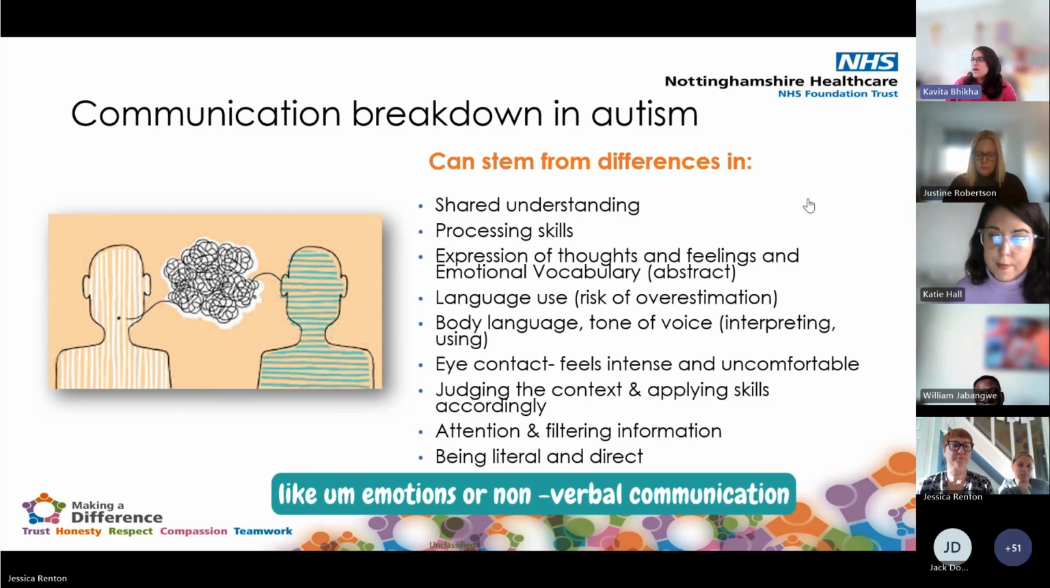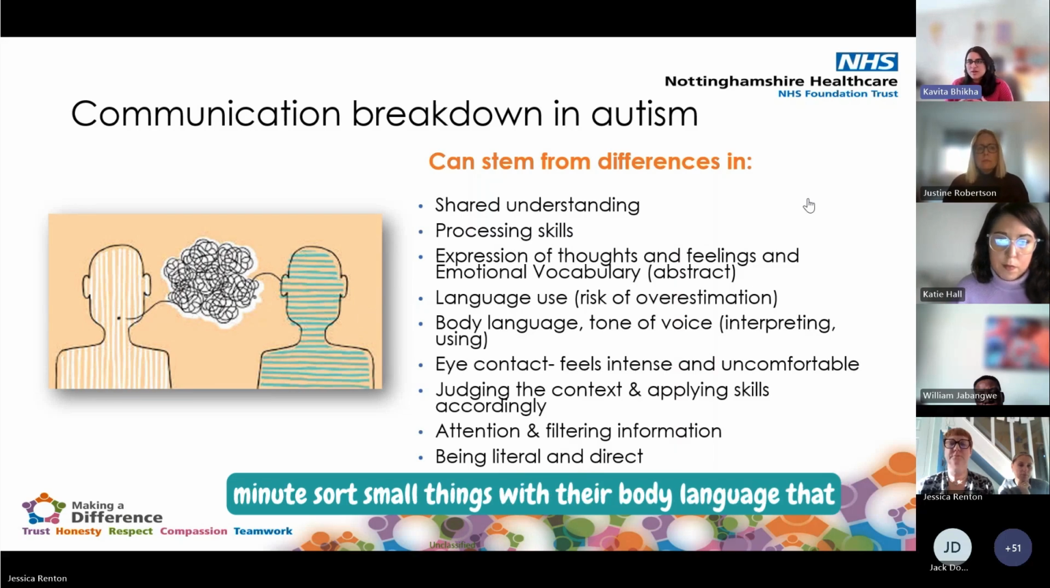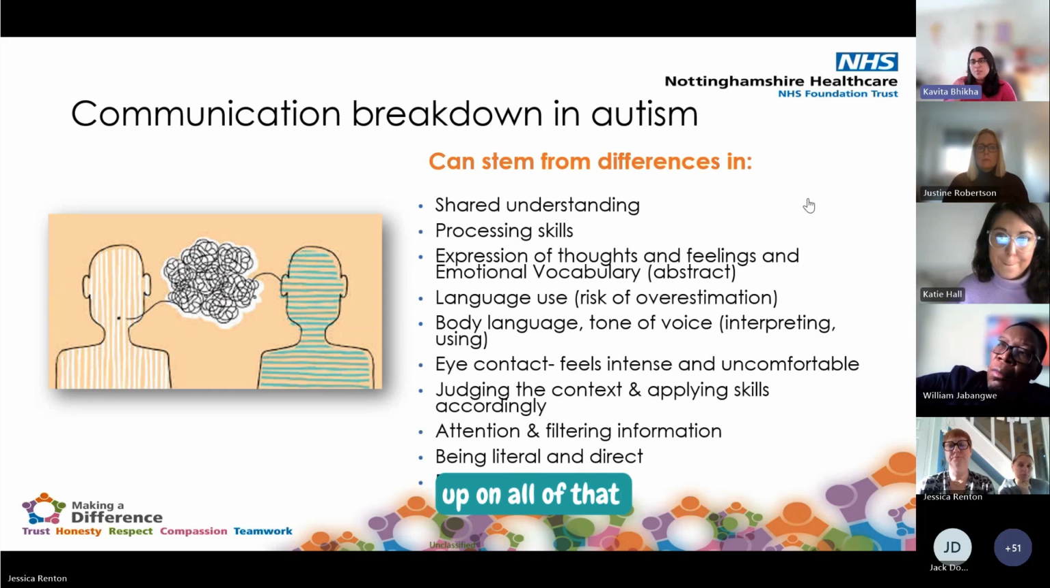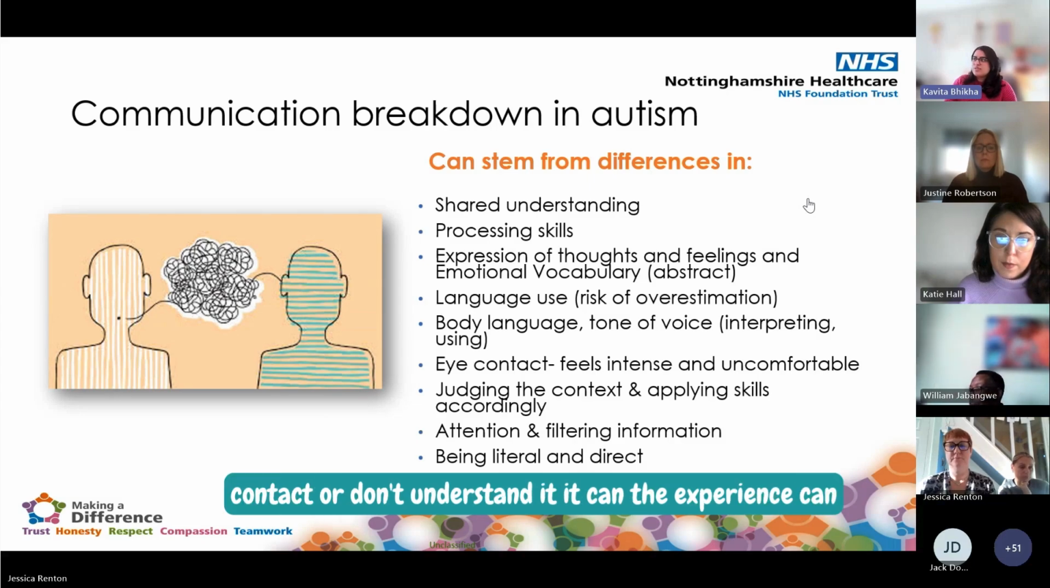And things like emotions or nonverbal communication can be in the grey area. There can be an obvious version of happy, but equally people could do minute, small things with their body language that you have to be really picking up on. A lot of people mention they avoid eye contact or don't understand it. The experience can be that it feels quite intense or uncomfortable to them.